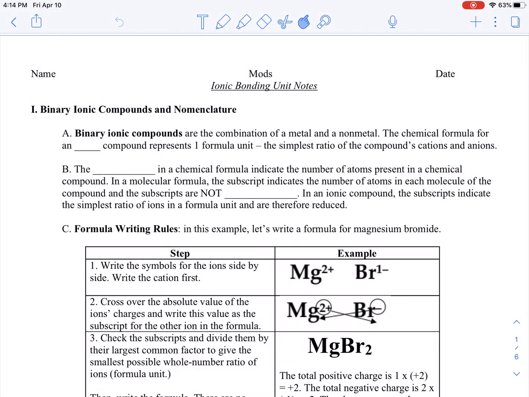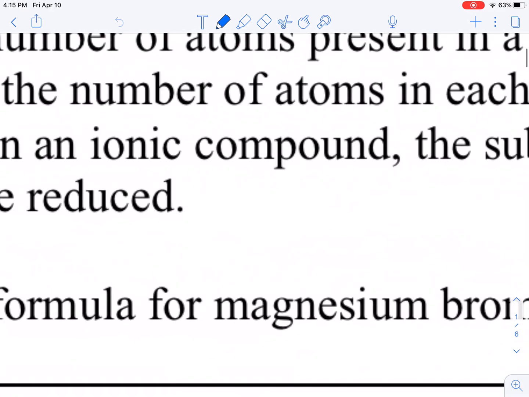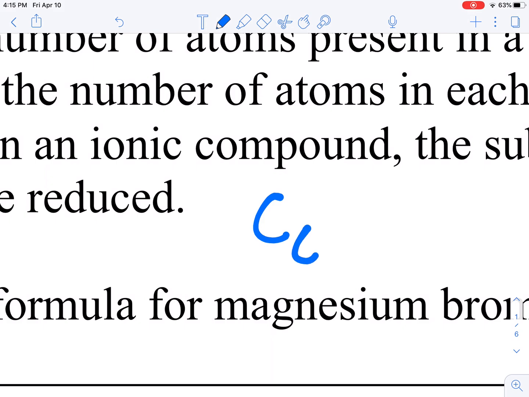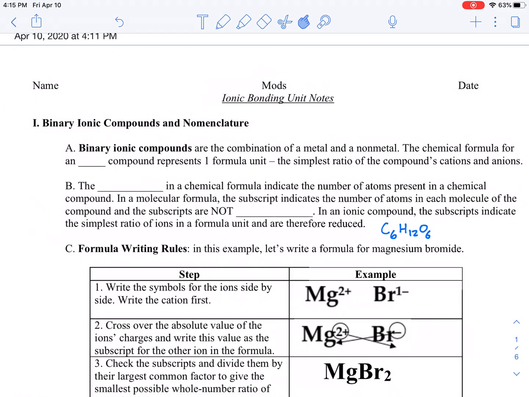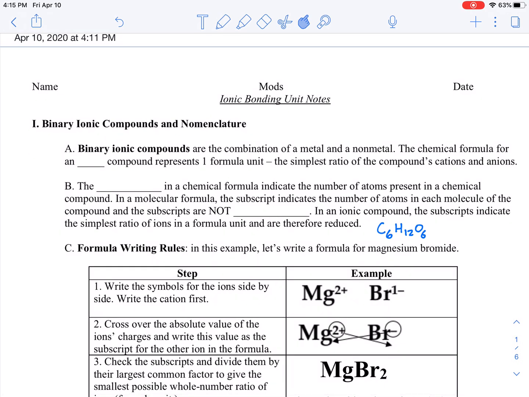So whenever you have an ionic compound, remember that ionic compounds are considered to be formula units because they are reduced down from the crystal lattices in which they exist. So for instance, in a covalent compound, you have formulas like this, C6H12O6. That would be glucose. And that is the correct molecular formula for the molecule glucose. That molecule sits by itself, and it's all good to go.